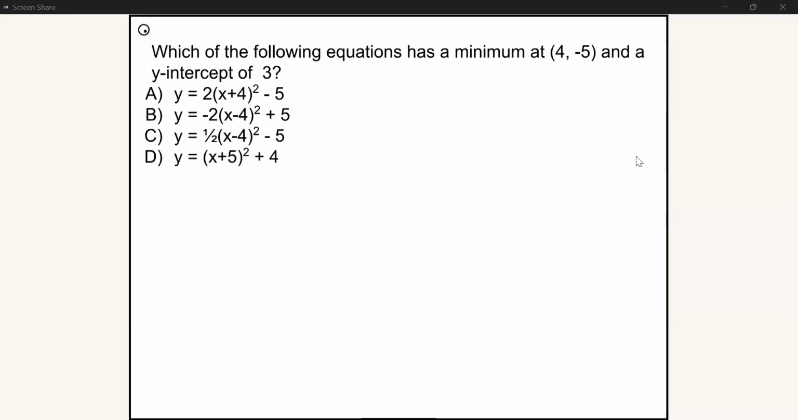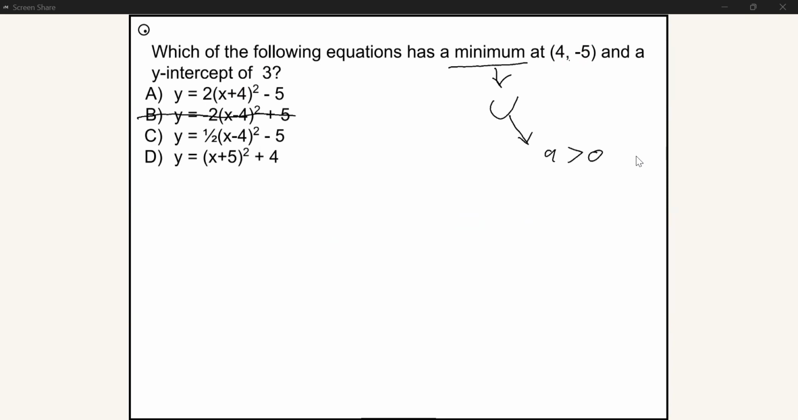So let's take some information in here. Minimum means it's facing like this, which means that a is greater than 0. So let's eliminate b because a is not greater than 0 there. A is negative 2. So that helps us with that. At 4, -5. So minimum and maximum are the vertices of a parabola. So let's see now which of these has a 4, -5.